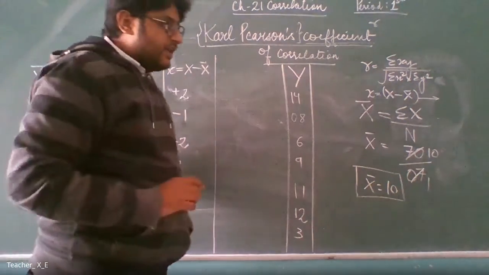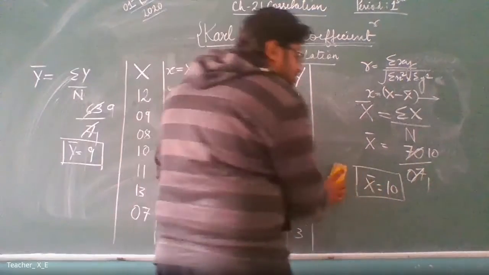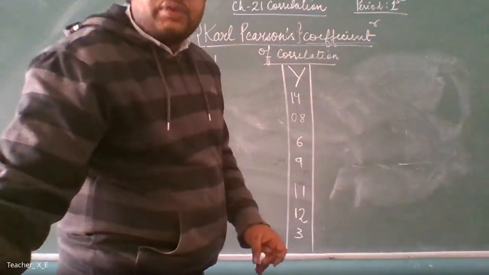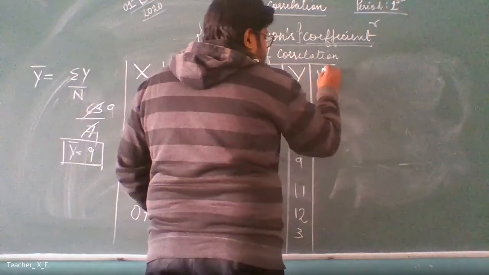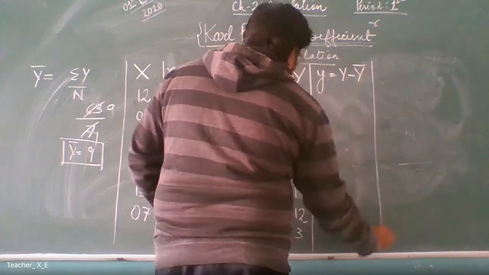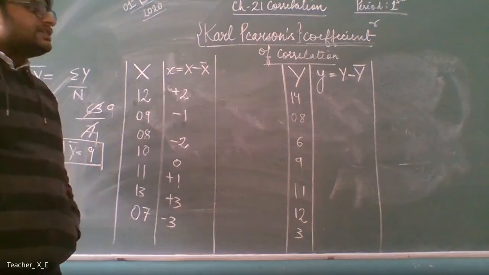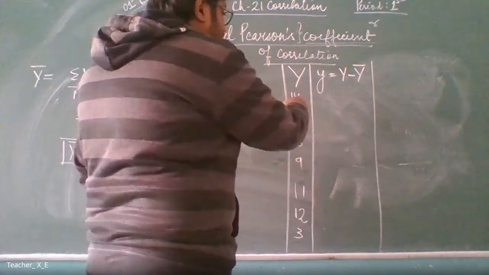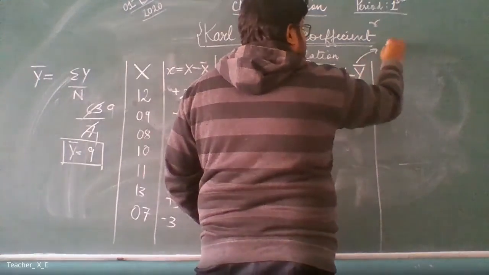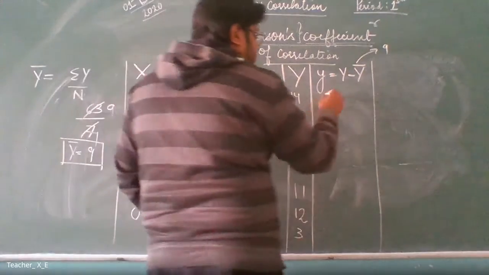So it is very easy for us again to calculate the deviations, to calculate small y. What is small y? Y minus y bar. Just like we calculated small x, by the same method we will calculate small y. Remember that y bar is 9 over here. So 14 minus 9 is positive 5.